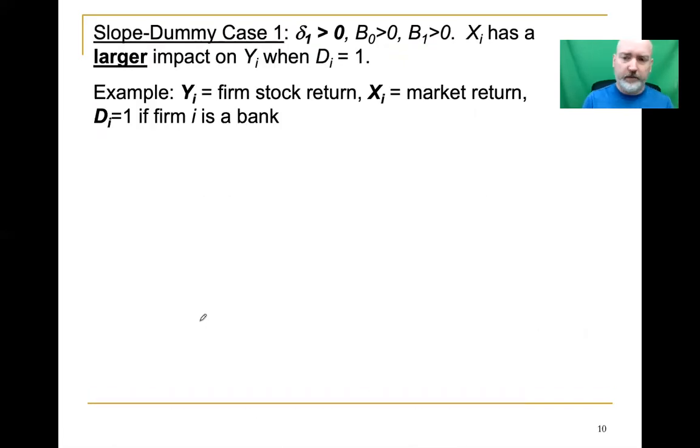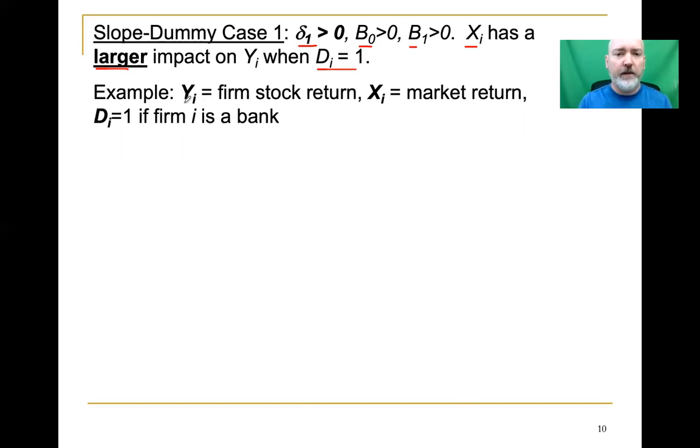So just for the sake of the visual here, let's imagine a case where we have a positive intercept, a positive baseline slope, and a positive interaction, a positive slope dummy coefficient. That delta 1 is positive. So what that's going to mean is that the impact of X on Y will be larger for the treatment group when DI is equal to 1. It's going to be a little bit steeper by the value of that delta 1.